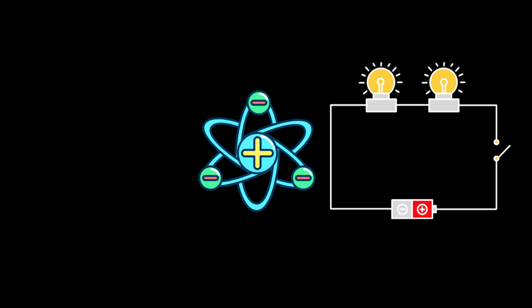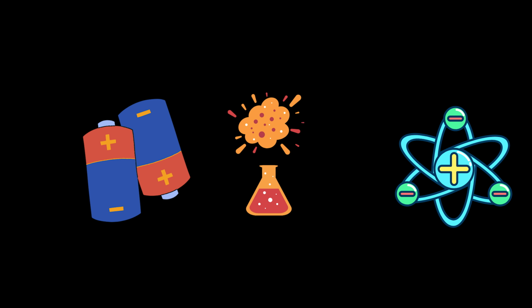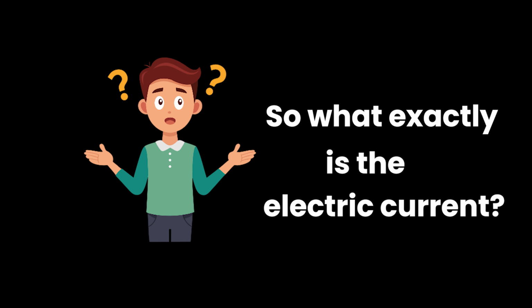When electrons flow in one direction, you get electric current. When electrons build up in one place, you get static electricity. And when electrons shift due to chemical reactions, you get batteries. Electricity isn't some mysterious substance. It's simply the movement and behavior of electrons. So what exactly is electric current?